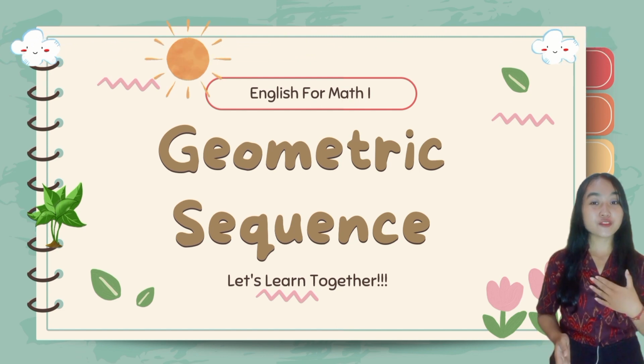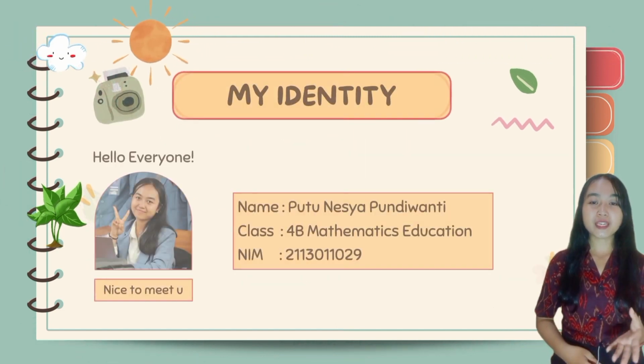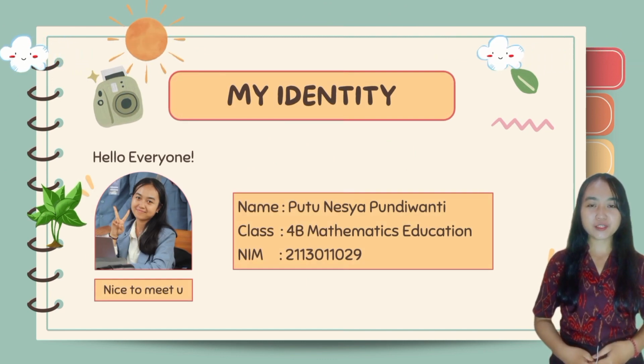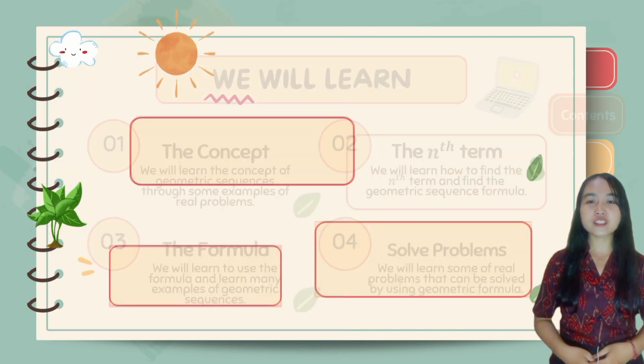First, let me introduce myself. My name is Putu Nesya Pundiwanti. You can call me Nesya. I'm from class 4B Mathematics Education, with my identity number 211-3011-029.